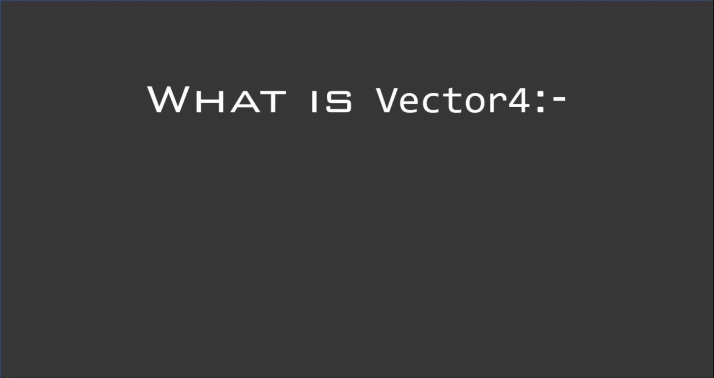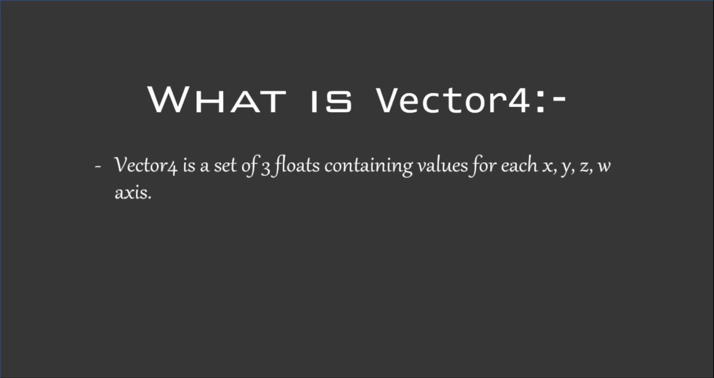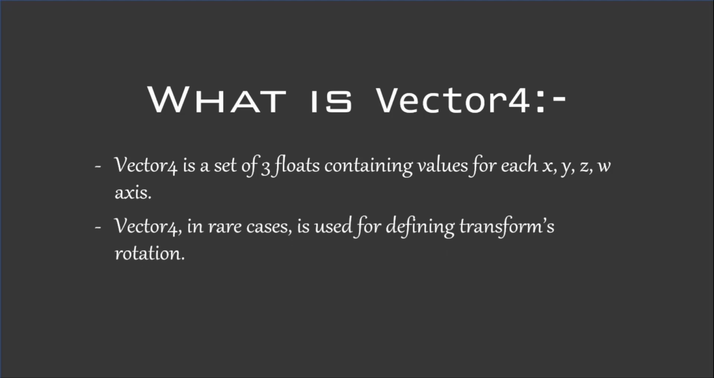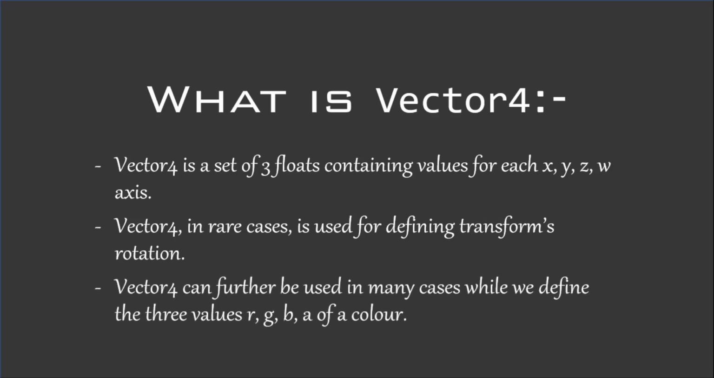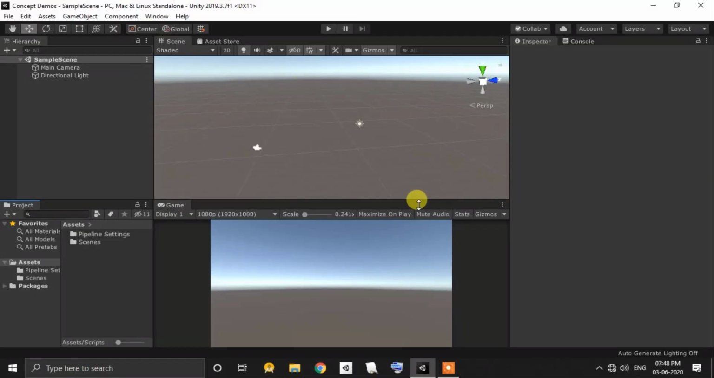What is Vector 4? Vector 4 is a set of four floats containing values for each x, y, z, and w axis. Vector 4 in rare cases is used for defining transform rotation. Vector 4 can further be used in many cases while we define the values R, G, B, and A of a color. Okay, so here we are in Unity.